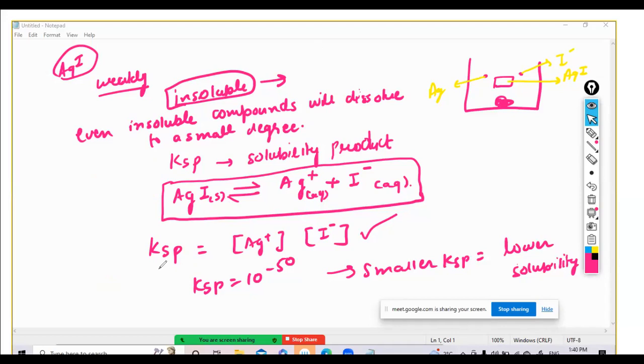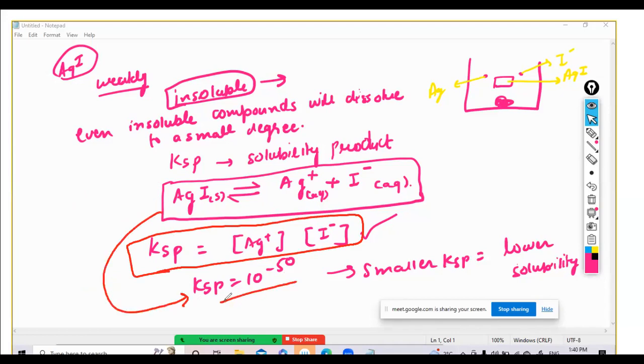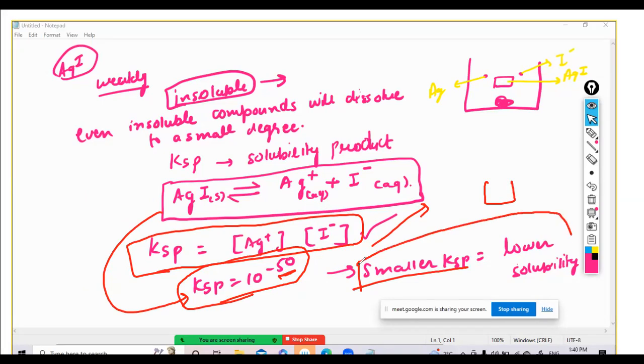Now moving on, this is my expression of KSP, and for AgI, it can be as low as 10 to the power minus 50. 10 to the power negative 50 is a very small number. However, it is still a number, so even though it is very small, some extent is dissolved in the water. What we want to learn from here is that the smaller the KSP, the lower the solubility. If the KSP value is higher, that means the salt is more soluble in the solvent.